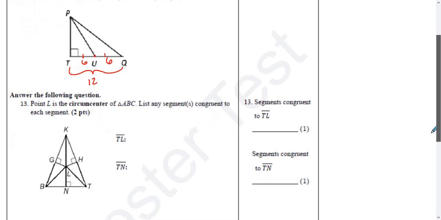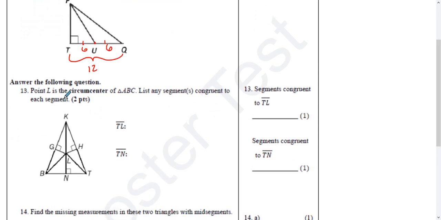Okay. Number 13. This point L is the circumcenter. Circumcenter is where the perpendicular bisectors meet, and so that means that each of these sides is equal. So this side is equal to this side, this one's equal to this one, here is equal to this one here. We also know circumcenters are the same distance from each of the vertices. So this line and this line and this line are all the same length.